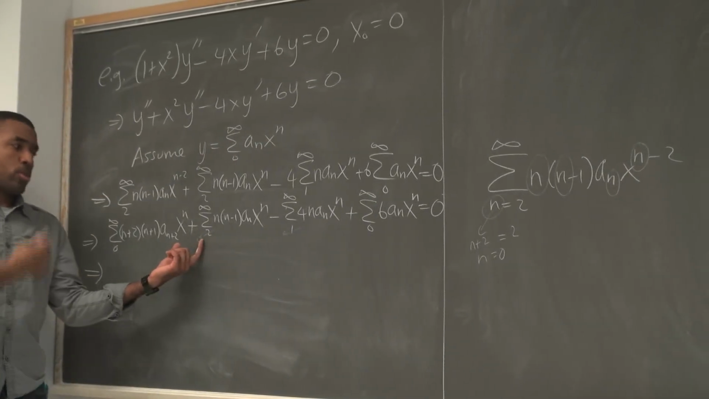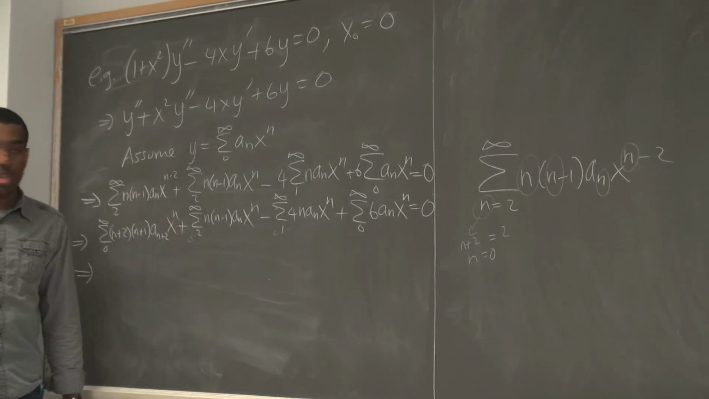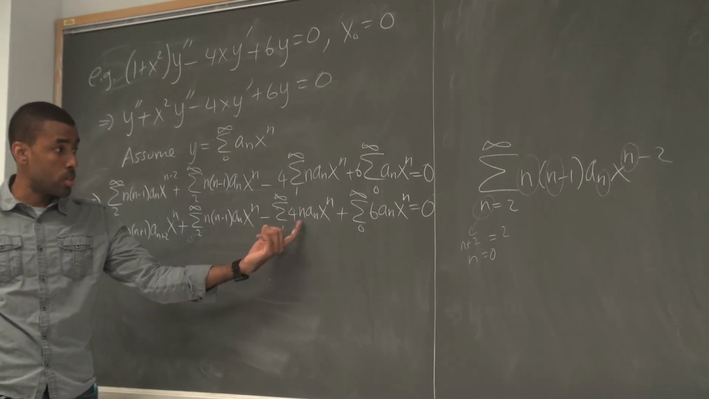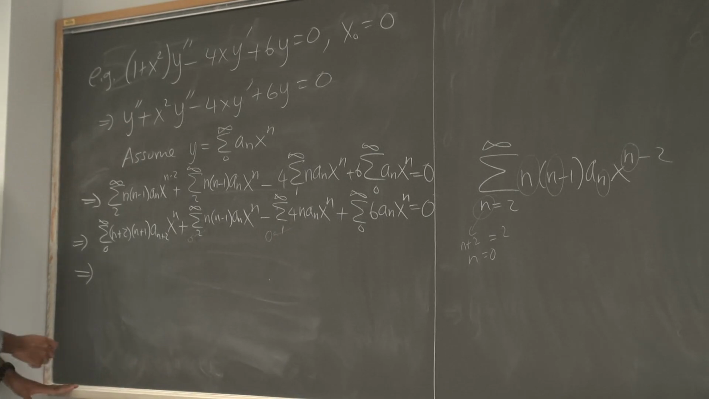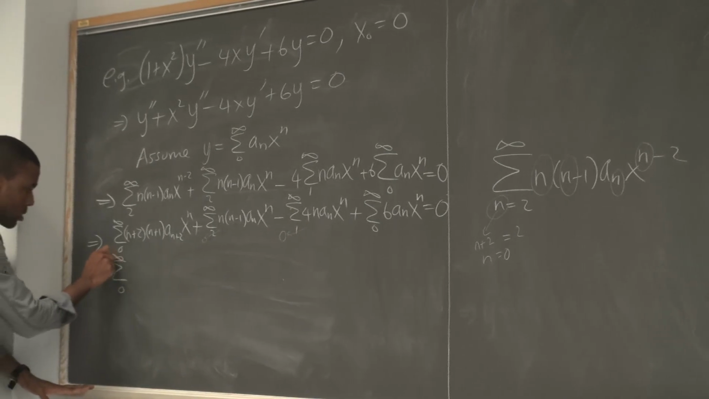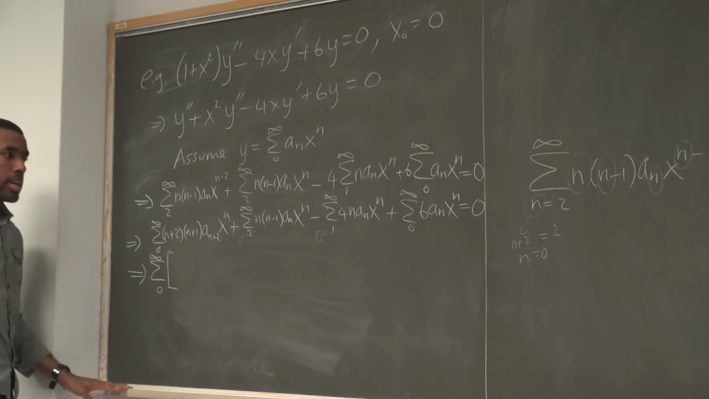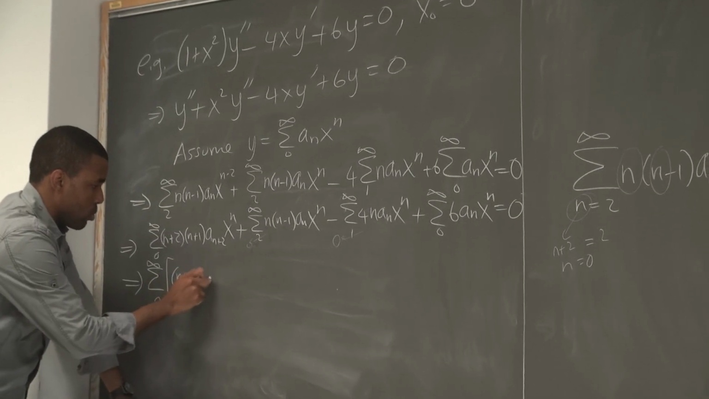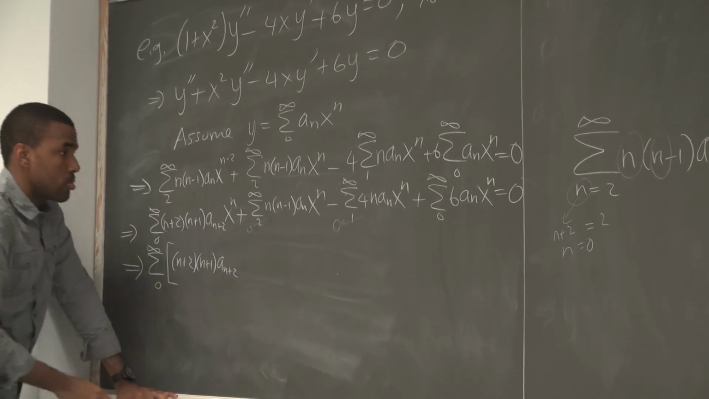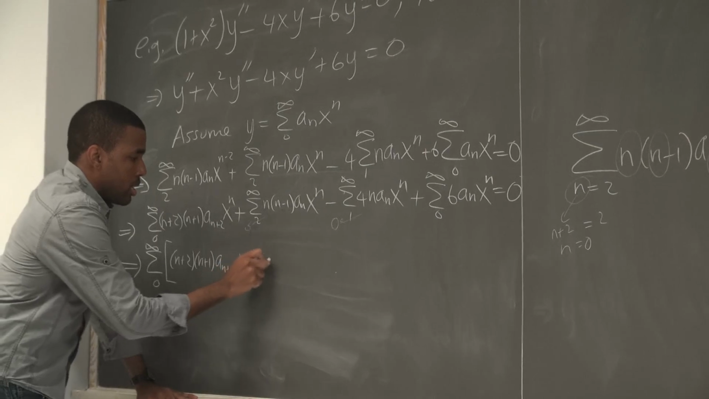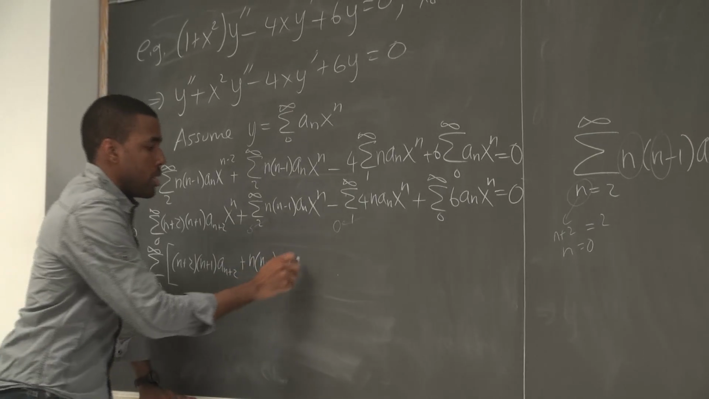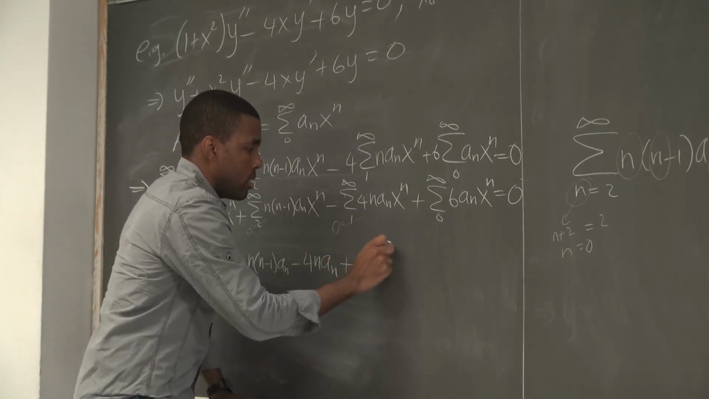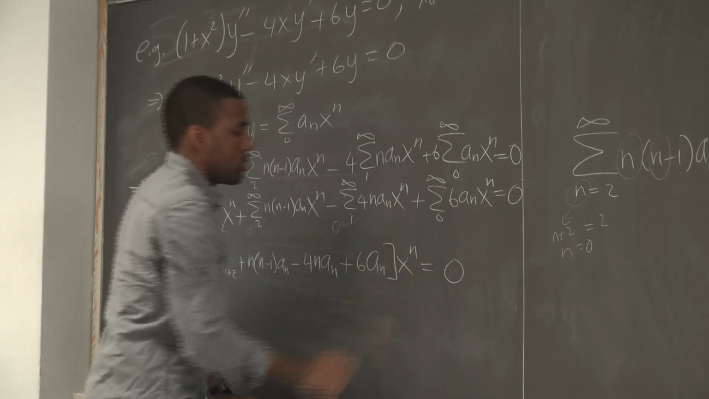And this one, I force it to 0 because it's not really going to make a difference. This one I can also force to 0 because it's not going to make a difference when n equals 0. And so I can start everyone at 0. Once everyone is at 0, I can combine the series like we looked at last time. So I have n plus 2, n plus 1, a n plus 2, plus n minus 1, an, minus 4n an, plus 6 an, x to the n equals 0.